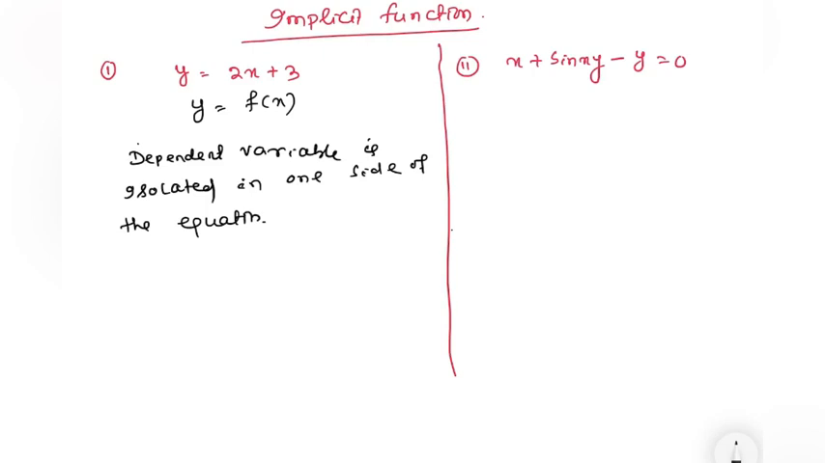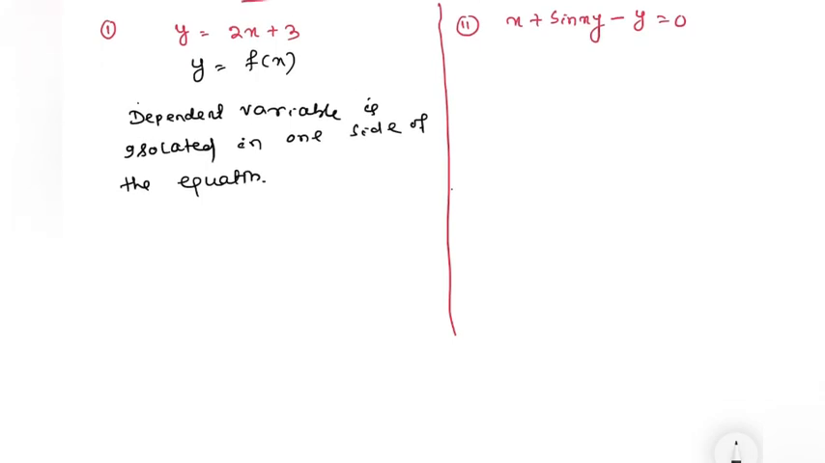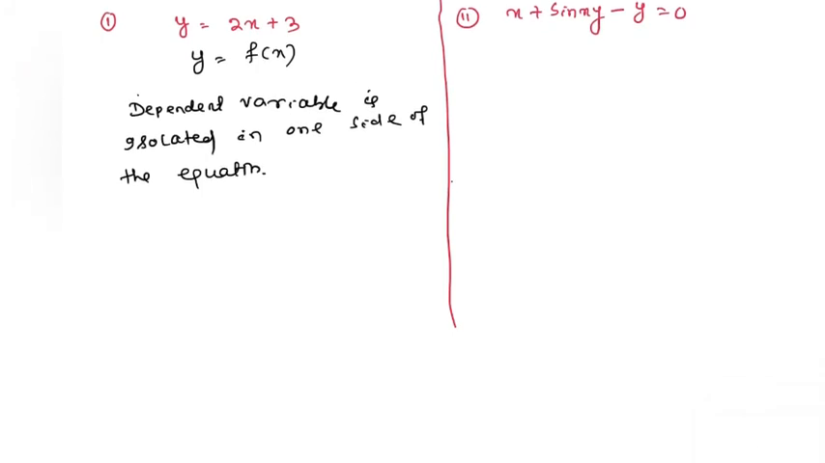Similarly, you can also express x in terms of y. How will I change it? You see that y is equal to 2x plus 3. You can also write x is equal to (y minus 3) by 2. You can take another function also. Here you see y is independent and x is dependent. Here also the dependent variable is isolated on one side of the equation.